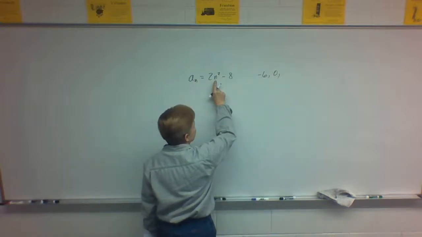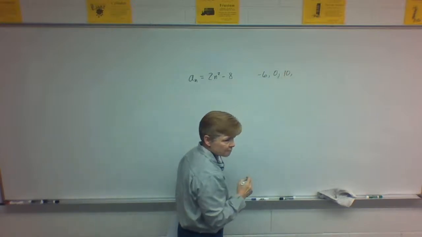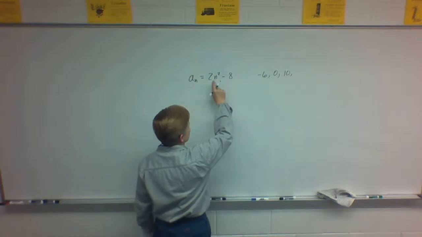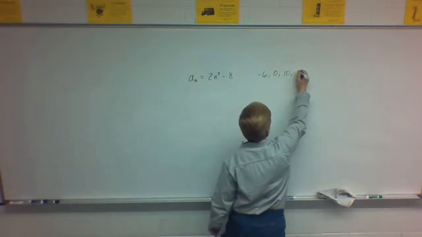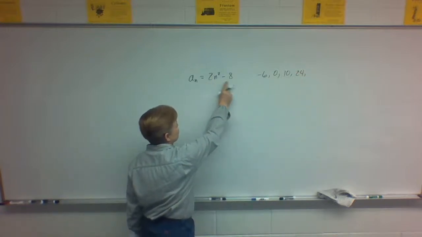Then you put 3 in. That gives you 9 times 2 is 18, minus 8 is 10. You see what's going on? You got 3 terms there, so that means 4 goes in next. That's 16 times 2 is 32, minus 8 is 24. You got to do 2 more by putting a 5 in there. It'll be 25, and 50 minus 8 is 42.